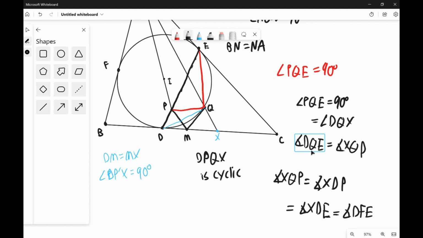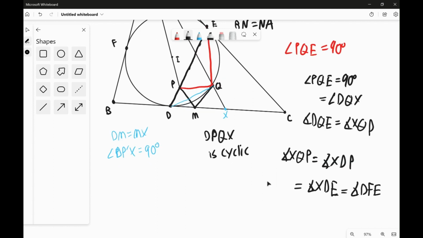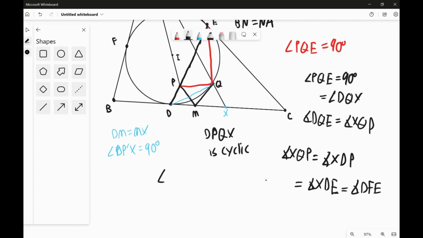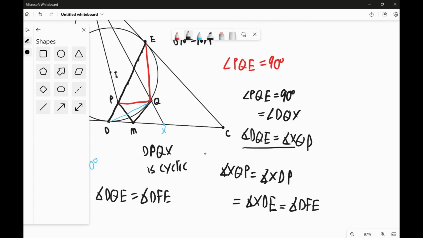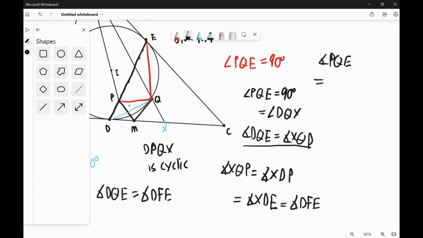Now we want to focus on angle DQE, but we already know that angle DQE is equal to angle DFE because of the cyclic quadrilateral FDQE, because Q is on the circle. Therefore, we have that this is true. So subtracting out this angle here gives that angle PQE is equal to angle DQX, which is 90 degrees, as we need.